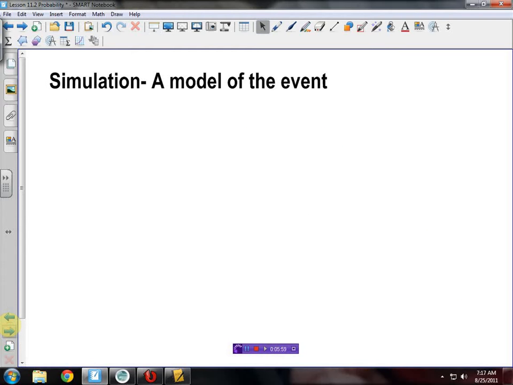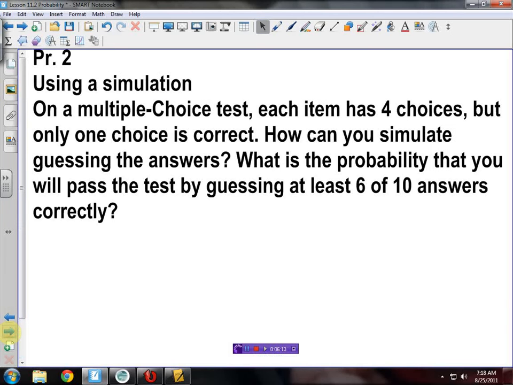All right, a simulation is a model event. Sometimes you don't have time to go out and count all the cars, so you have to make a simulation, and it will save yourself some time, and you can still find the experimental probability. So here we're going to be using a simulation on our calculators. Okay, on a multiple choice test you have 4 choices, right? Usually A through D, but only one will be correct.